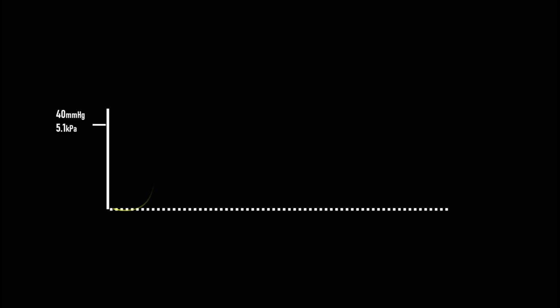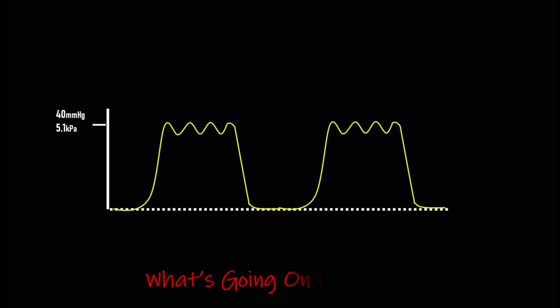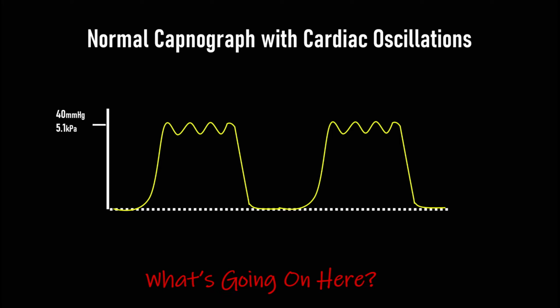What about this one? What's going on here? This is actually a normal capnograph. The distortion is due to a thrusting hyperdynamic heart causing oscillations during the exhalation phase. What about this one?